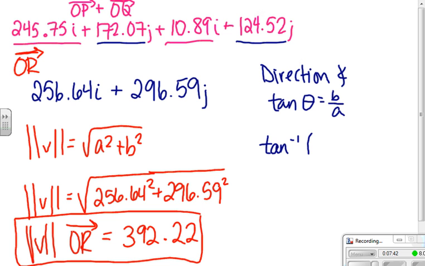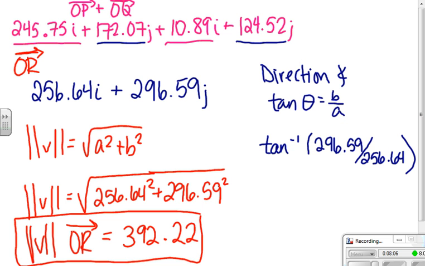And then b is 296.59. And I'm going to divide that by 256.64. Make sure your calculator is in degrees, because if not, it's going to spit out the wrong answer and you're going to be incorrect. Remember, we're dealing with degrees, so it has to be in degrees.